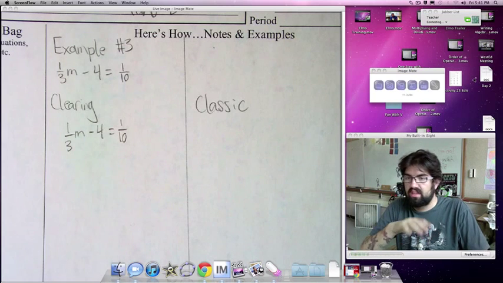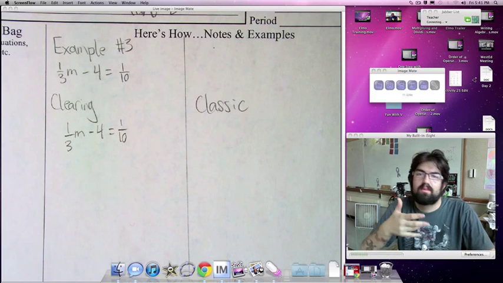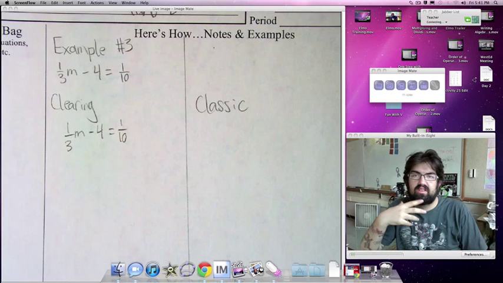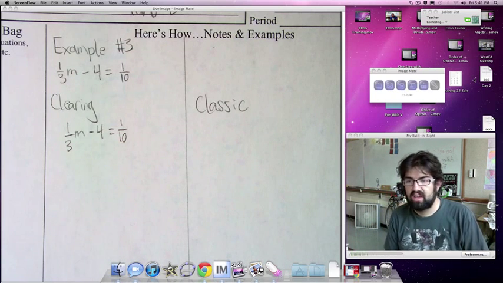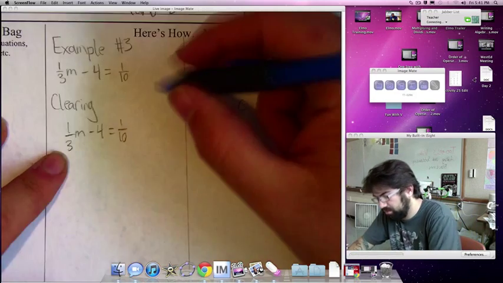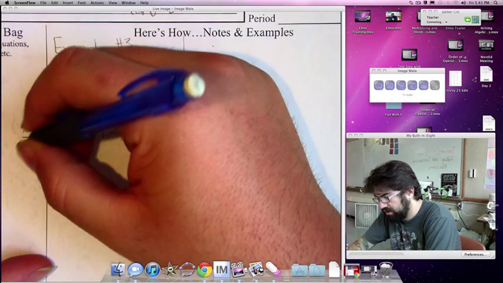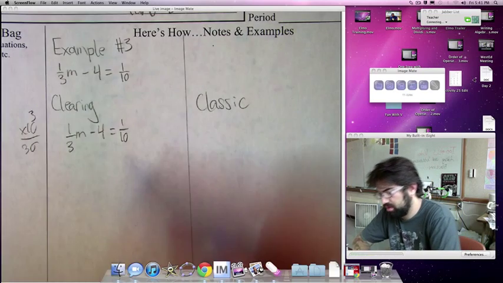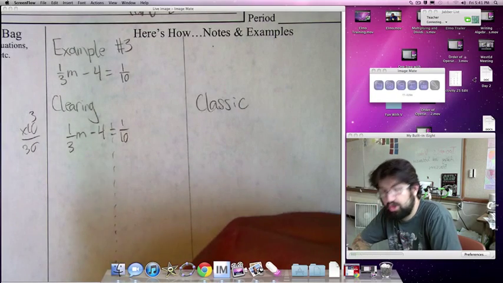3 and 10 don't have any common factors, so the trick is to find a common denominator. The lowest common denominator would be the best, but if you have trouble finding that, you don't have to worry about it. In this case, it is going to work. We can just multiply 3 and 10 together. 3 times 10, well, that's 30. So I know 30 is the lowest common denominator, so here we go. Because clearing is just such a great method.